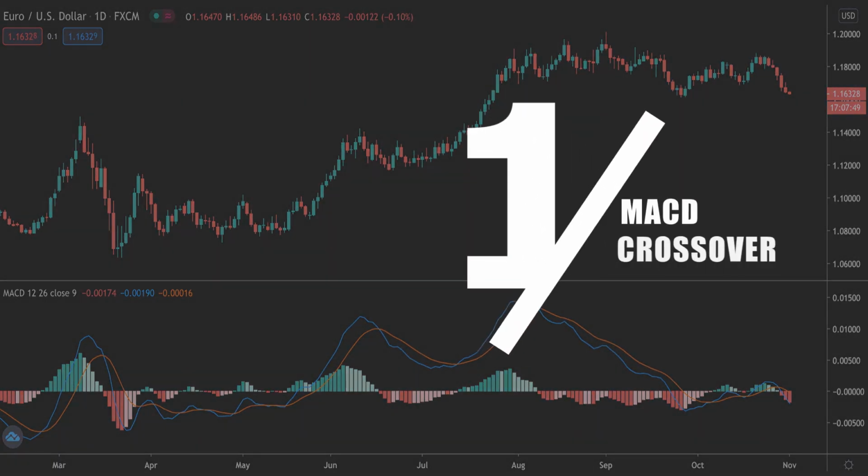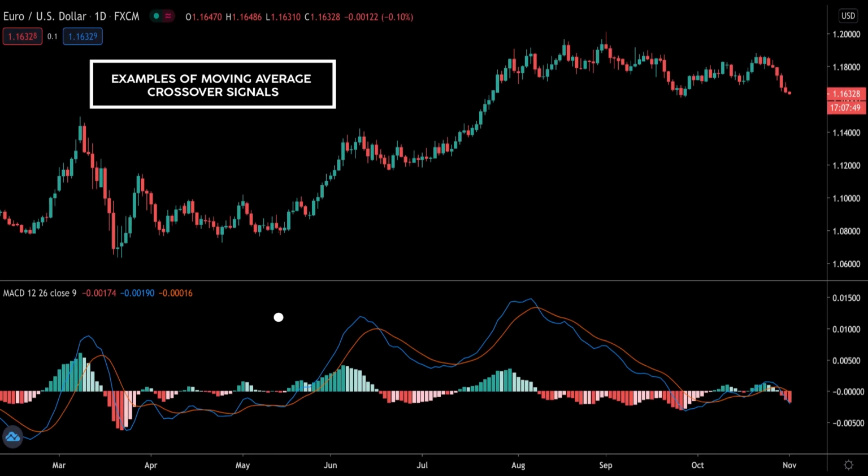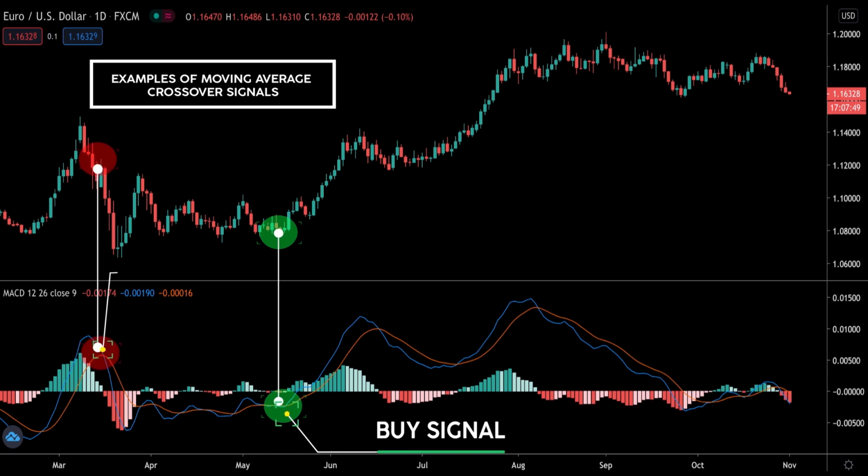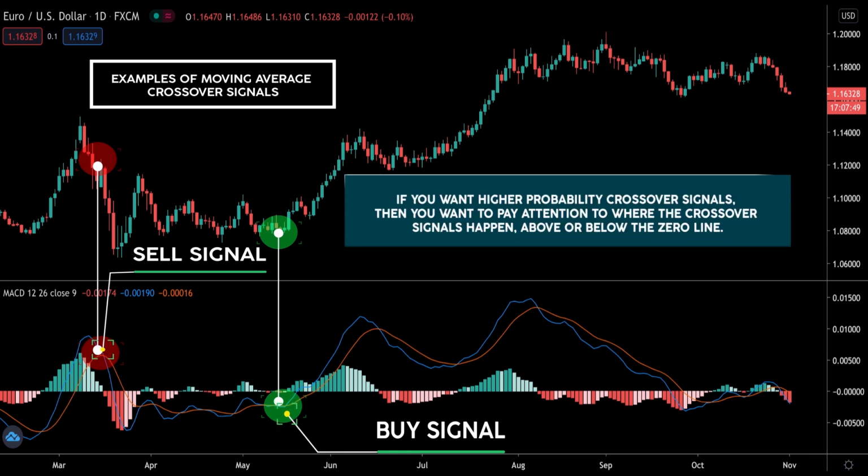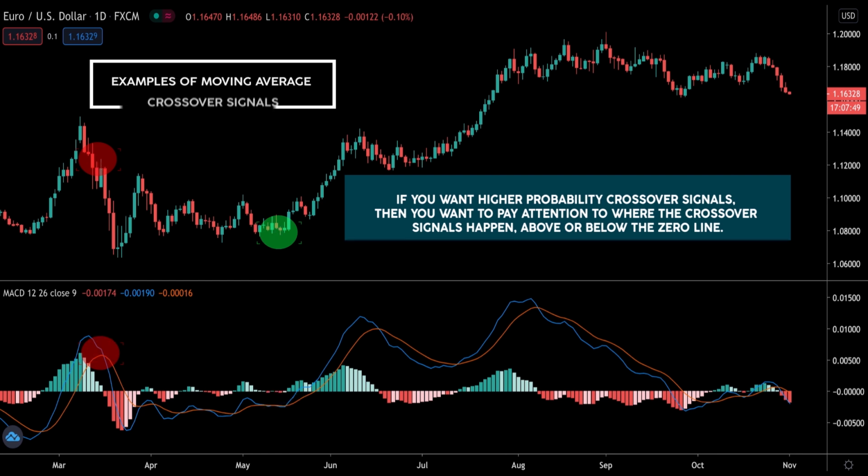Crossovers are one of the most basic ways to use the MACD indicator. A buy signal is generated when the MACD crosses above the signal line, and when the MACD crosses below the signal line, then a sell signal is generated. If you want higher probability crossover signals, then you want to pay attention to where the crossover signals happen, above or below the zero line.